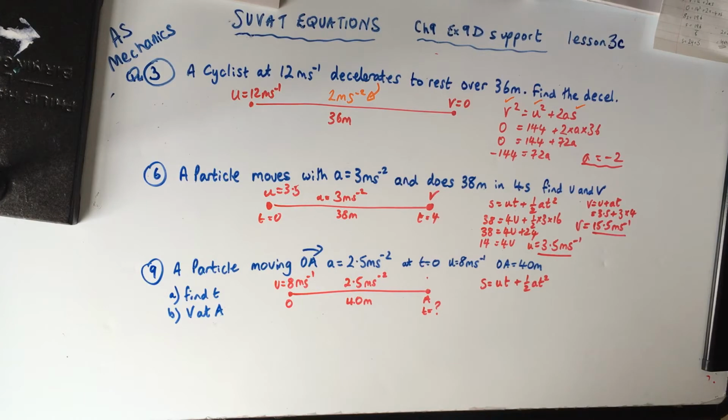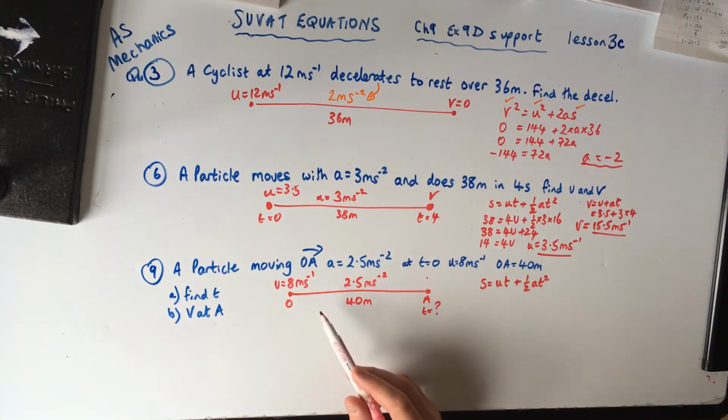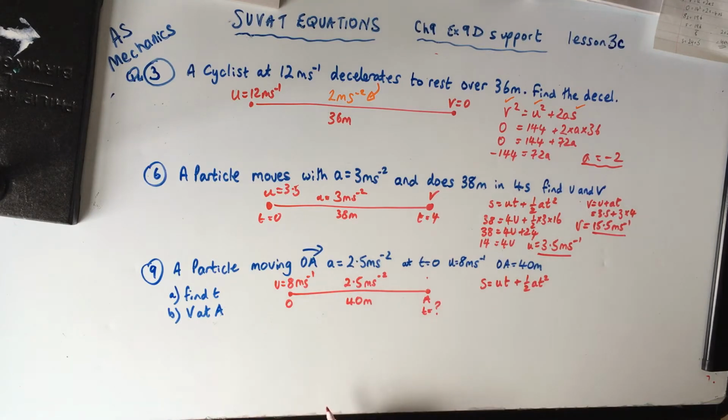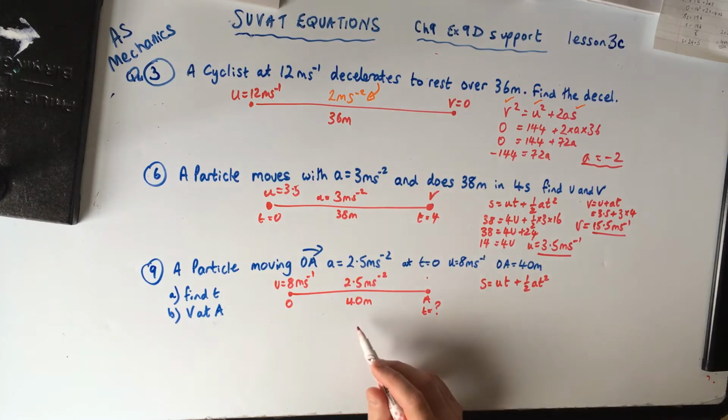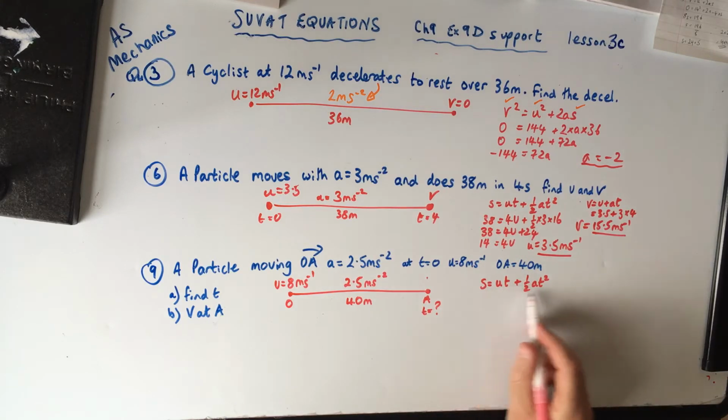Actually, for this one, you could use v equals u plus at to find the velocity at A, couldn't you? And then you could do it the other way around actually, and then once you've got the velocity, you can then find the time. Oh no, you haven't got the time either. Forget that. Ignore that. We're going with this one anyway.